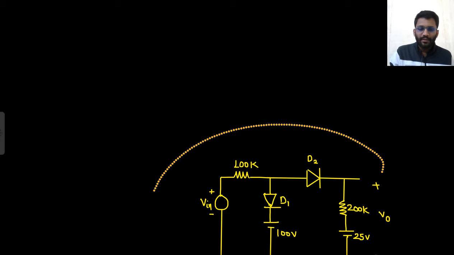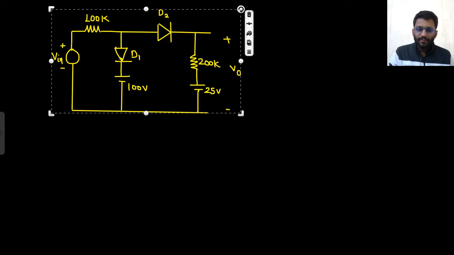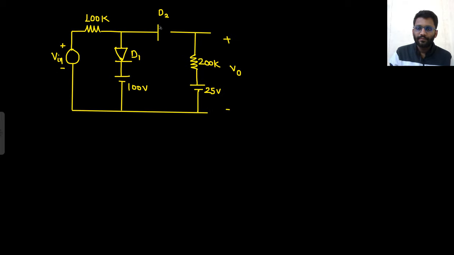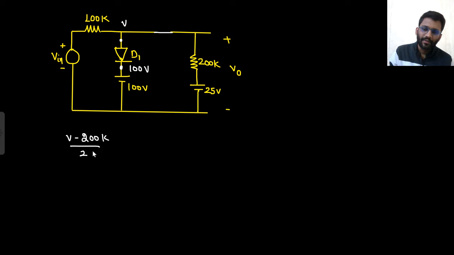So if D2 turns on, I will copy this circuit. And I am still applying open circuit test here. So this potential is 100 volt, that I know. Tell me what will be this potential. So this potential we can find. Let's assume we are giving the name V to this potential. So V minus 200k by 25 plus V minus Vin by 100k.